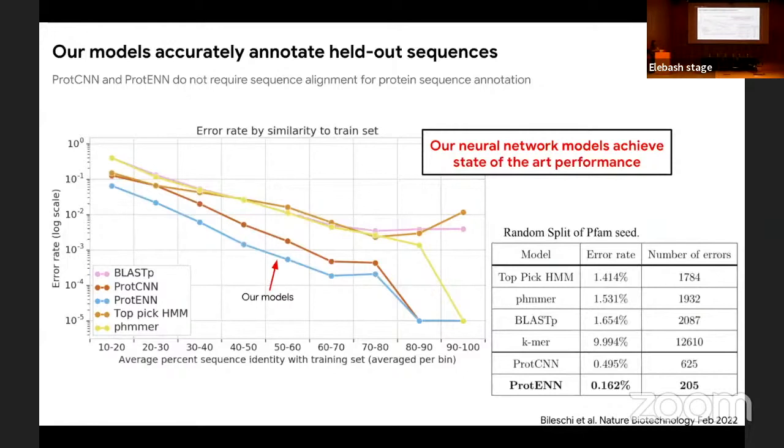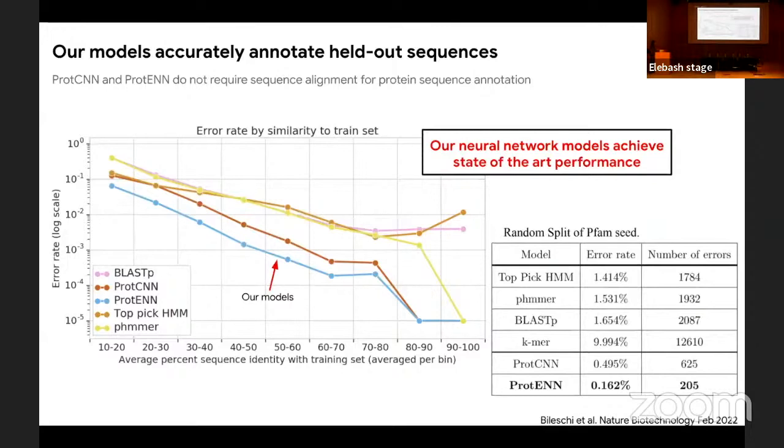But some of those sequences are very, very close to the training data. And so the model can just memorize, right? That's not impressive at all. We don't really care about that. But some of our sequences are very far from the training data. And so that's why we stratify performance here by the distance from the training data. So you can see the models all do much worse on the left-hand side, where the errors are higher. On the right-hand side, they generally do better.